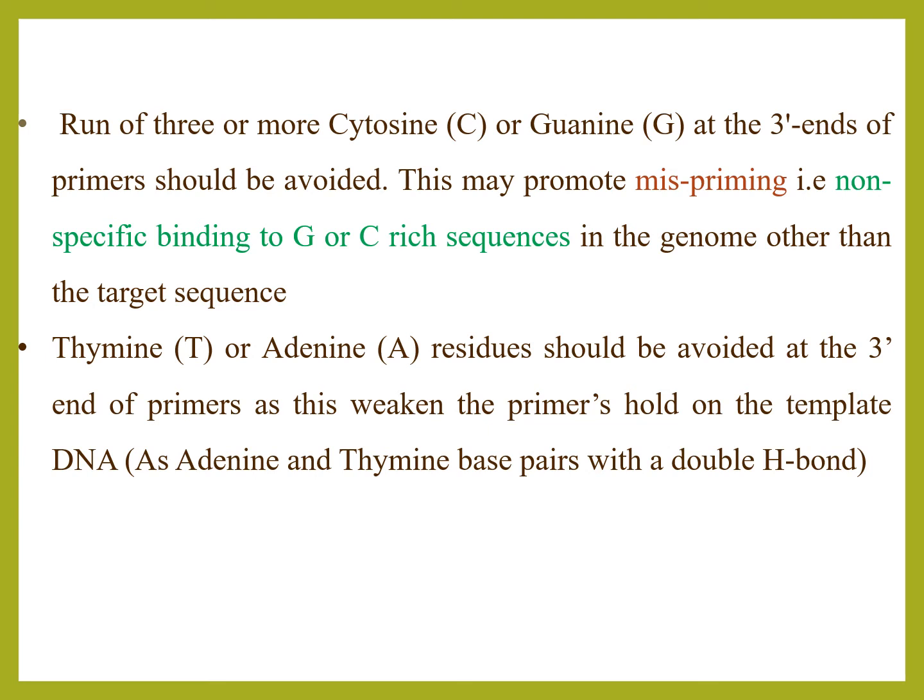Because if we use 3 or more G or C residues at the end of the primer, they will automatically bind to the non-specific template, which will lead to mispriming, that is, wrong amplification. So we have to use only 2 residues. At the same time, thymine or adenine residues should be avoided at the 3' end of the primer, because they will weaken the primer's hold on the template DNA, since these bind with 2 hydrogen bonds, whereas G and C bind with 3 hydrogen bonds.